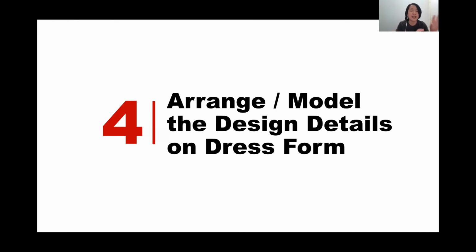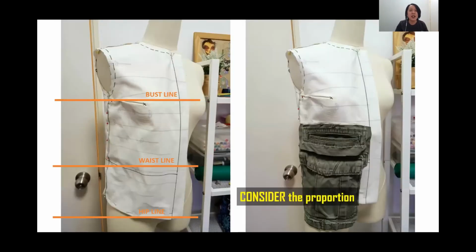And the fourth step is the flexible modeling, in which we arrange or model the design details on the dress form to get more ideas. So remember that your dummy or your dress form has three particular lines. This also applies to the human body, which is the bust line, the waistline, and also the hip line. So whenever you do the draping or the arrangement, and when you transfer it into drawing, remember that you are dictated by the ratio of these lines.